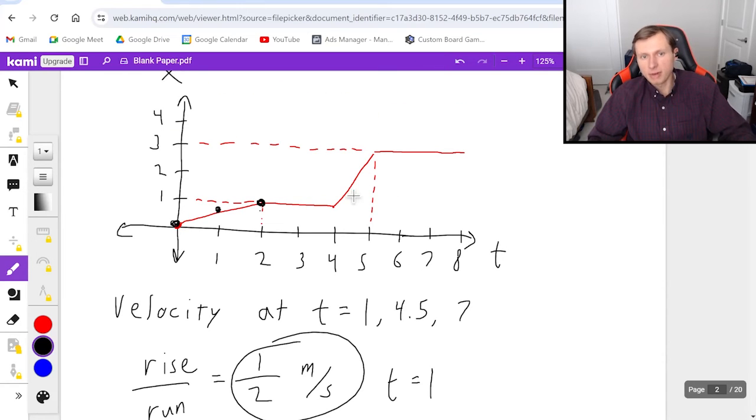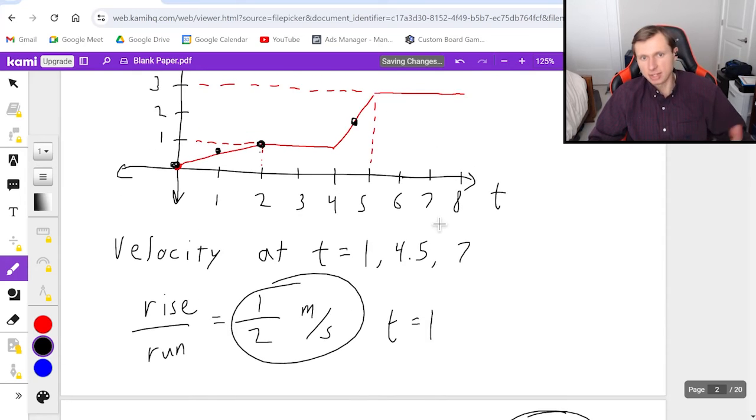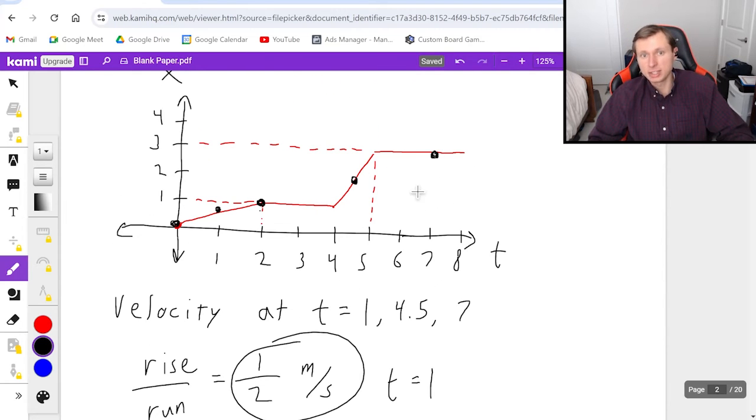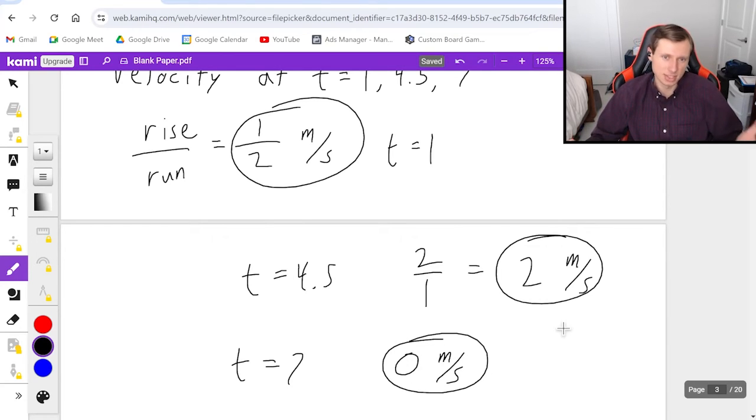Next, 4.5, this point right here, we gotta, again, just find the slope of that line. I like rise over run. The rise is up 2 over 1. So then at t equals 4.5, rise over run was 2 over 1, giving me a velocity of 2 meters per second. And then for 7, looking right there, slope of the line's flat. Whenever the line is flat, the slope's going to be 0. So at t equals 7, the slope or the velocity is going to be 0 meters per second. And there we go. We just did another one.